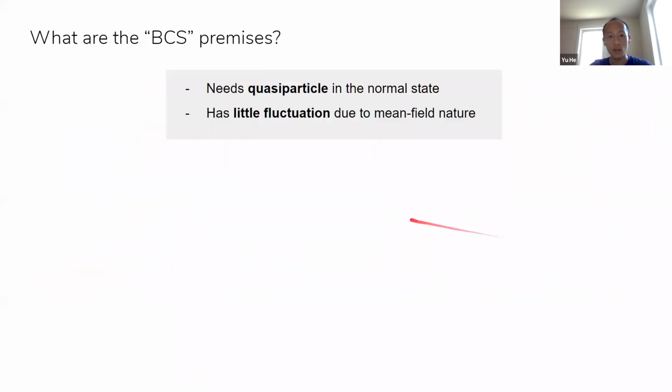So don't worry if you don't get any of the mathematical details, but what I really intend you to take home is that BCS theory is a theory that needs quasi-particles in the normal state, in a metallic normal state. And it has little fluctuation to begin with due to the mean field nature of the way the framework is set up.